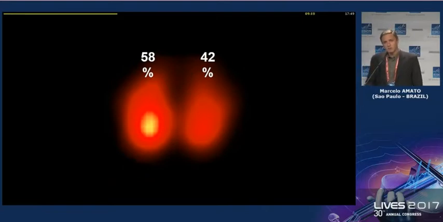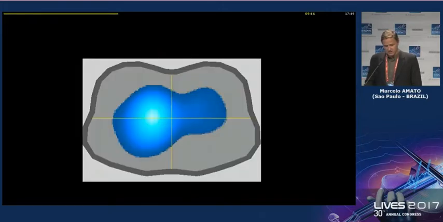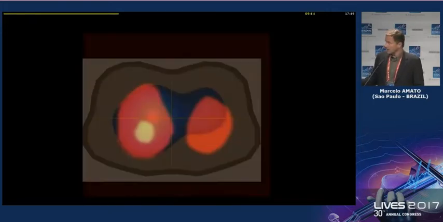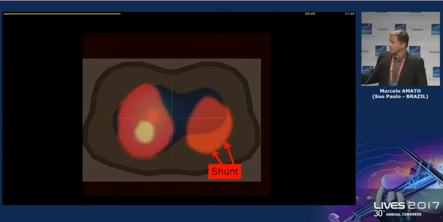And how do we explain the sudden hypoxemia of the patient? This was the ventilation map. This is the perfusion map. And then you can see that the hyperinflation associated with a lot of perfusion of this lung caused hypoxemia. So this was a clear case of a VQ mismatch.